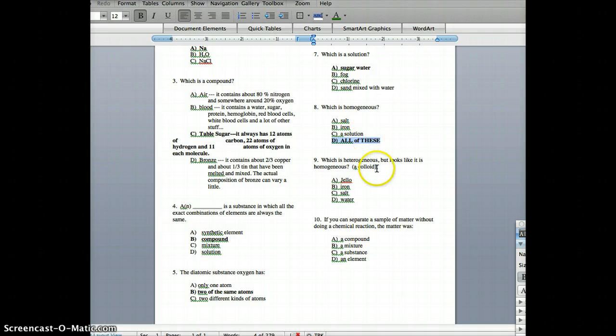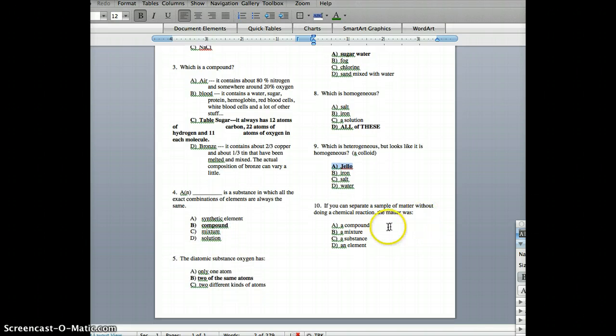So all are homogeneous. Which is heterogeneous and looks like it's homogeneous. In other words, which is a colloid, that was Jello. And if you can separate a sample of matter without doing a chemical reaction, the matter was a mixture. Compounds have to be separated by chemical reactions, but mixtures do not. And that's the end of the little multiple choice section we had on the matter quiz.